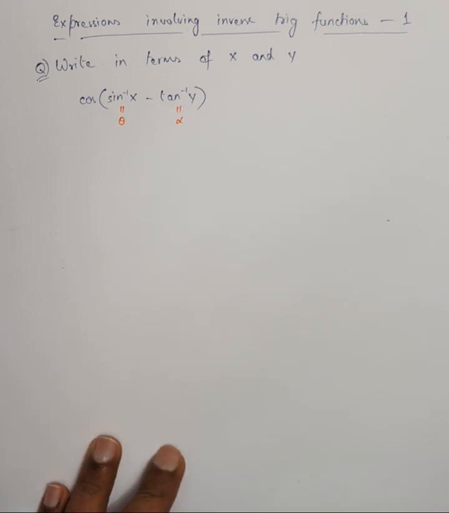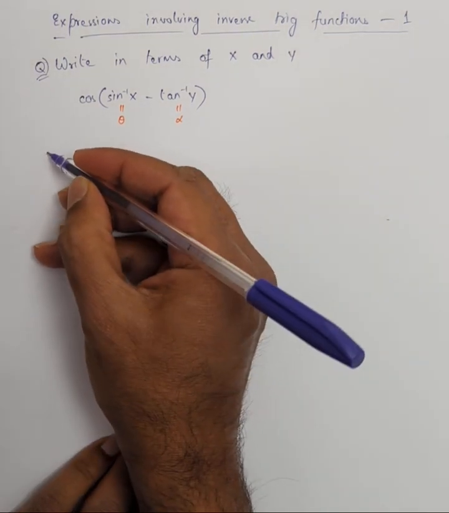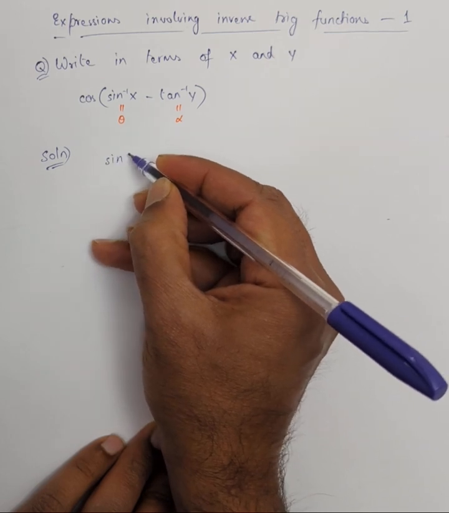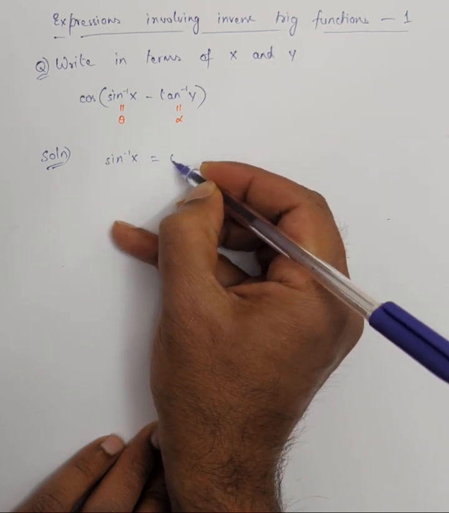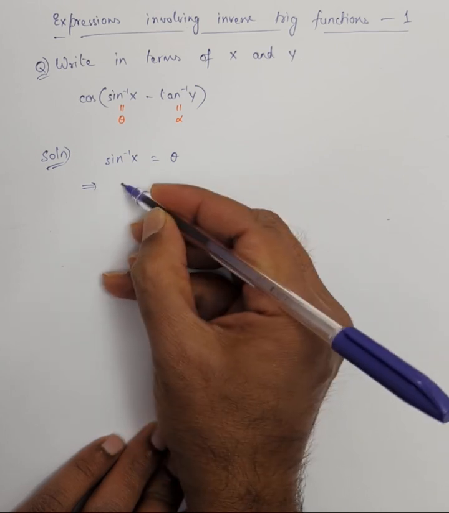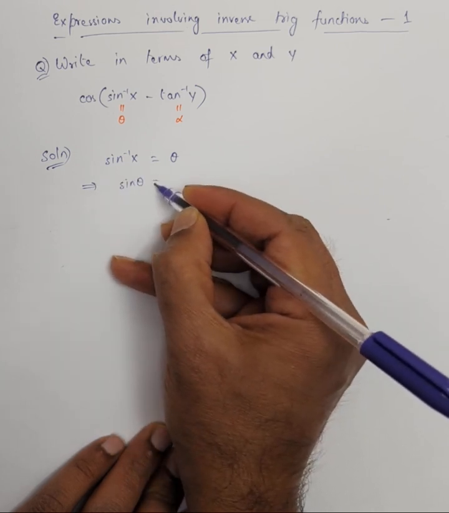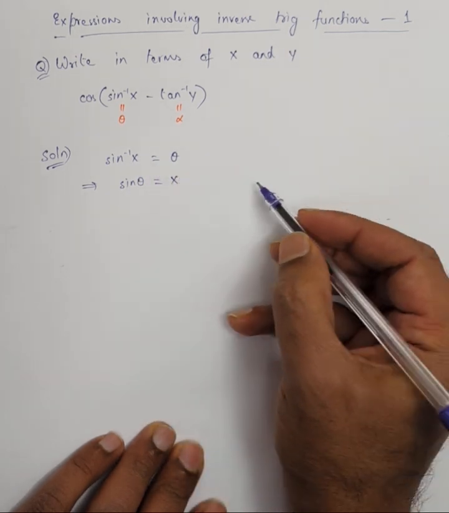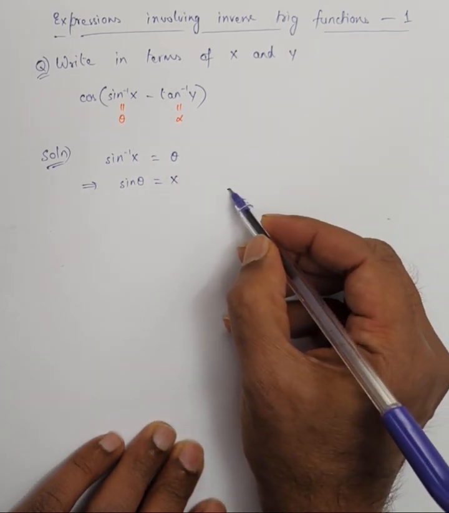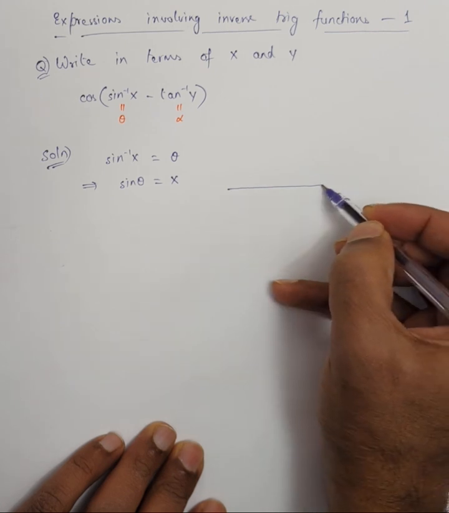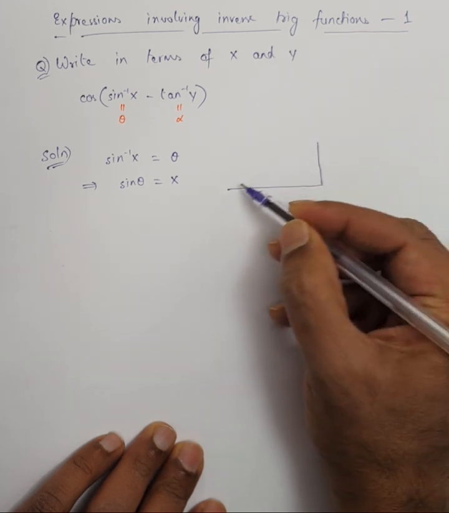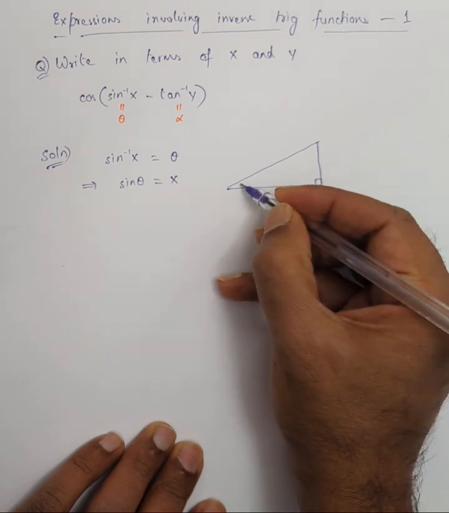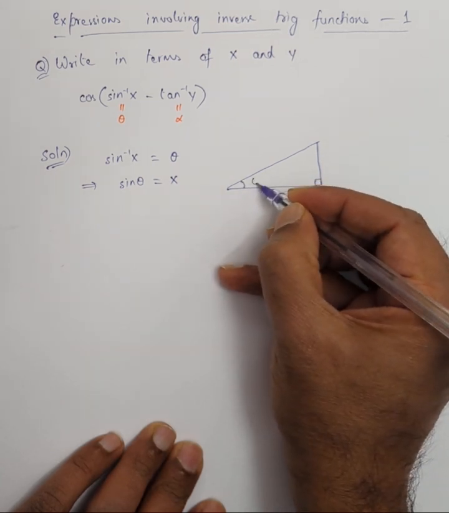So if sine inverse x is theta, sine inverse x is equal to theta. What this means is sine theta is equal to x. Now from here we can actually draw a picture. So draw a right triangle with one of the acute angles as theta.